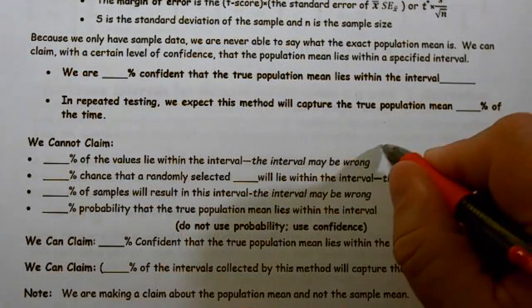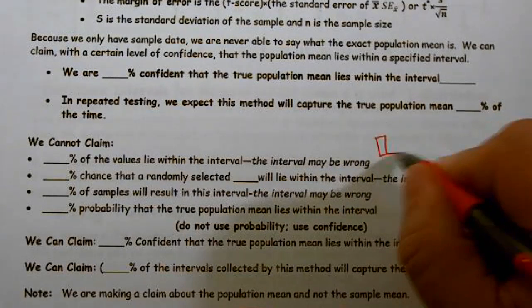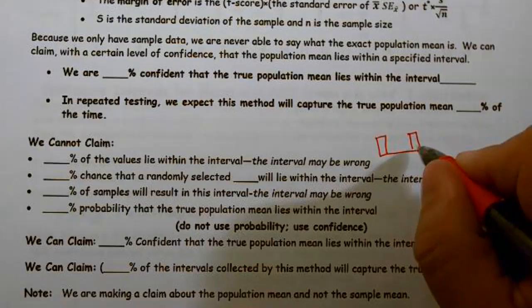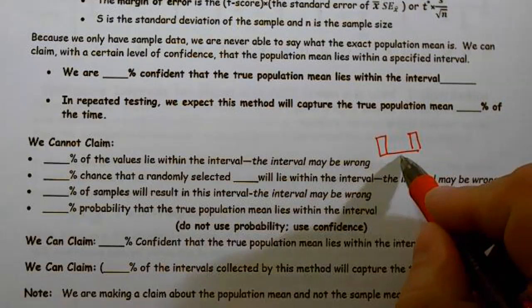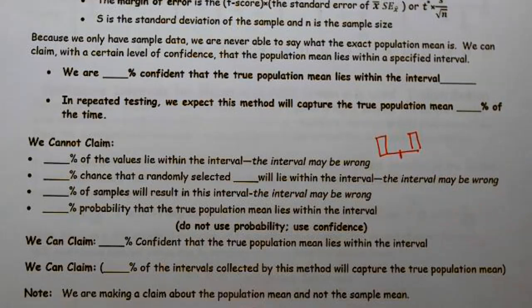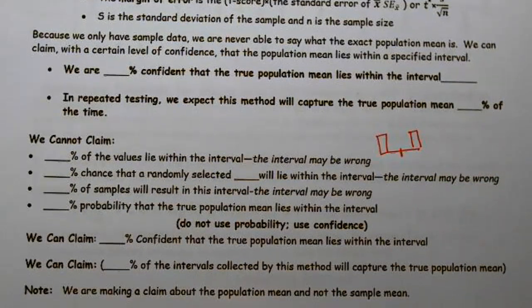It's also possible that we have something that looks like a parabola, in which case the mean is here and we don't have a whole lot of data lying within it. All right. We cannot say there is a 95% chance that a randomly selected value would lie within the interval.